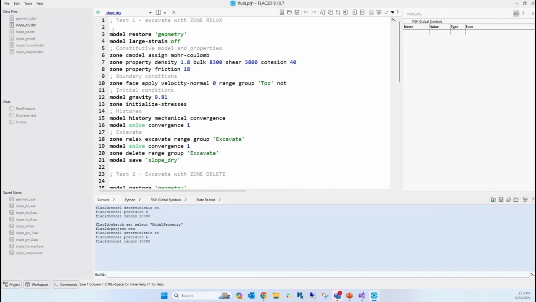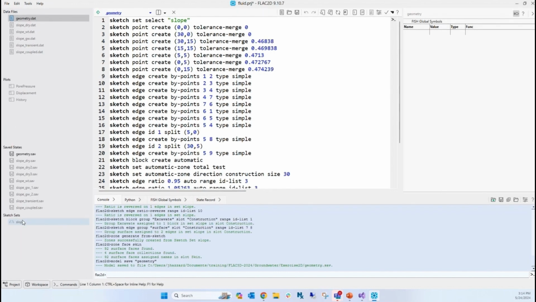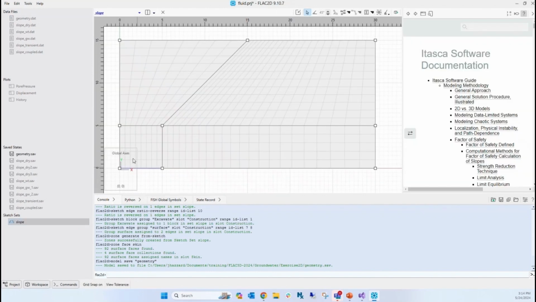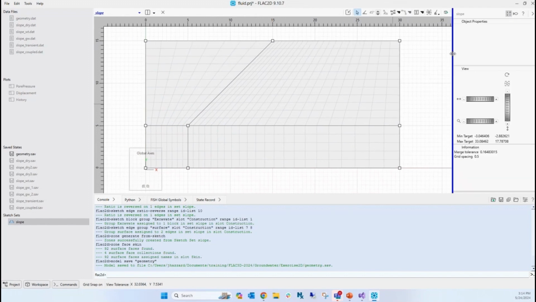Okay, so the geometry.dat file is really all the Sketch commands. Okay, obviously you're not going to type all these commands. You're going to draw it in Sketch. You can run this file, have a look at the sketch. So we just drew this slope. Look at the controls here instead of the fish. We drew this slope. And again, here's this extra piece that I didn't show in the PowerPoint.